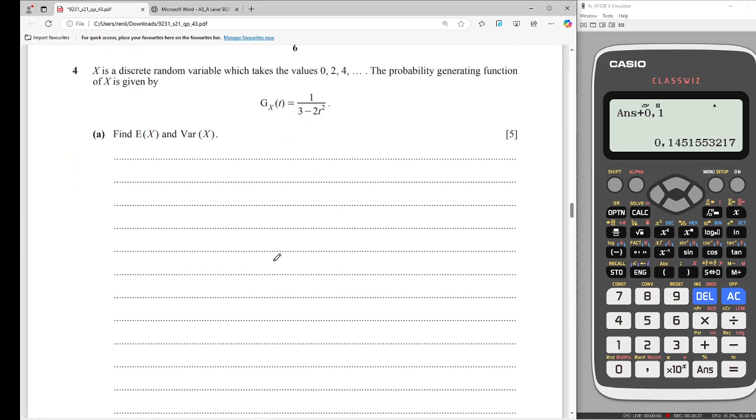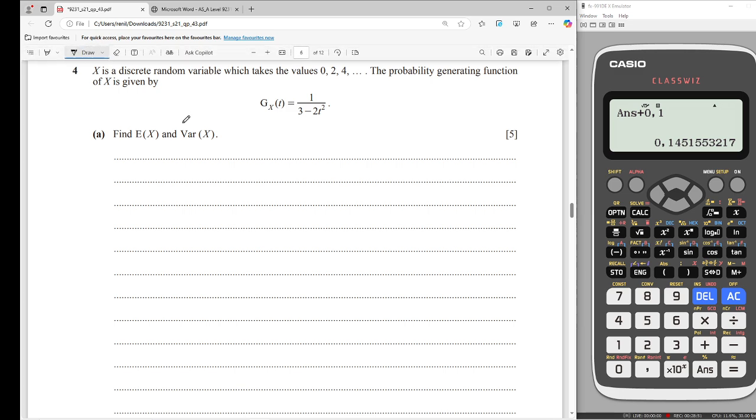Right, now we have probability generating functions. Find E of x and variance of x when this random variable x, which is a discrete random variable, takes values 0, 2, 4, and so on. So it adds by 2. The probability generating function of x is given by G_x(t) is 1 by (3 minus 2t) squared. Find E of x, find variance of x.